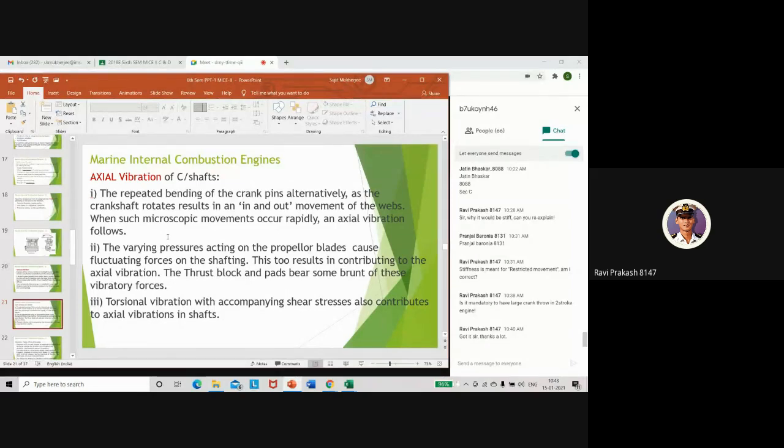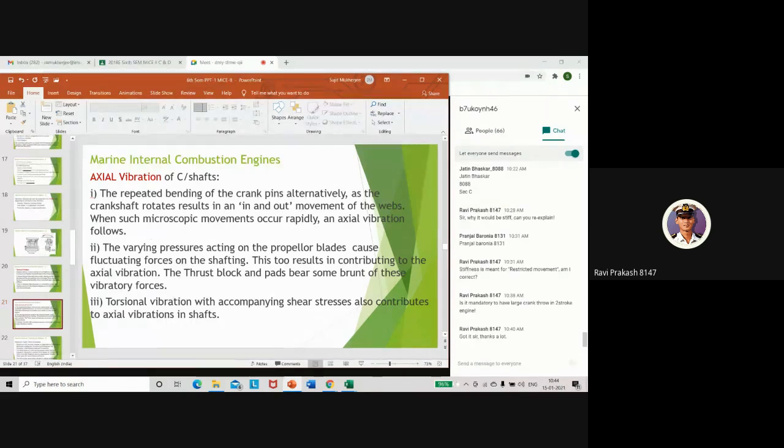Actually, there is a longer explanation to it. If I put in everything, our whole PowerPoint program will be based on that. I have made it as brief as possible. And remember, the in and out movement ultimately results in an axial vibration. Otherwise, the technical paper that explains axial vibration consists of 10-12 pages. I cannot put all the information here.